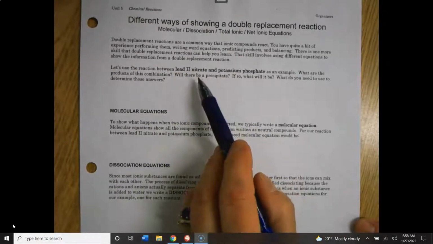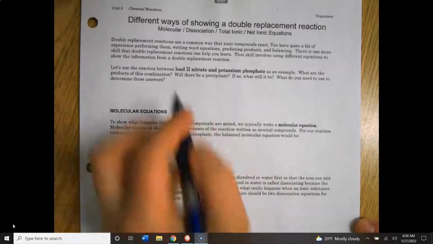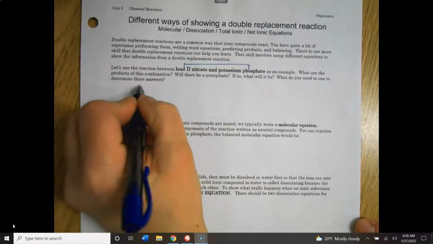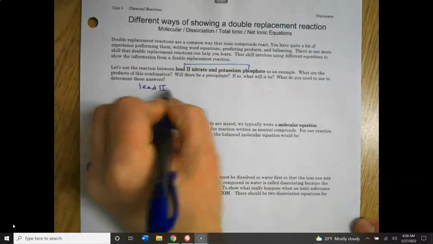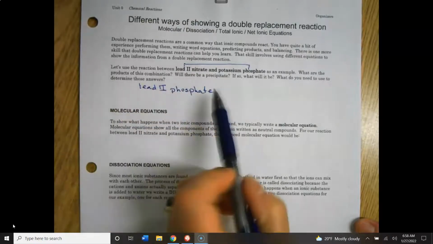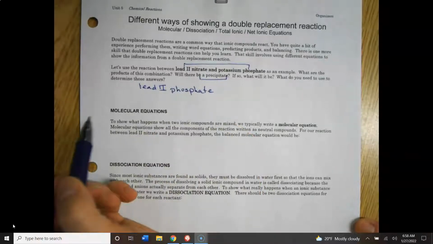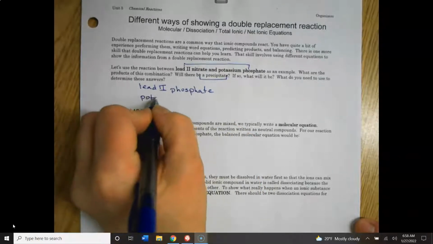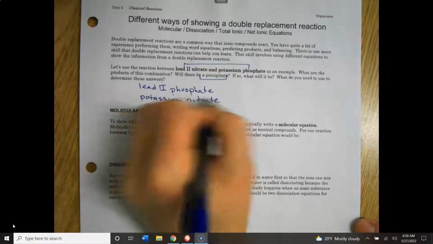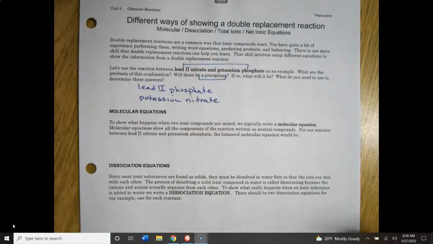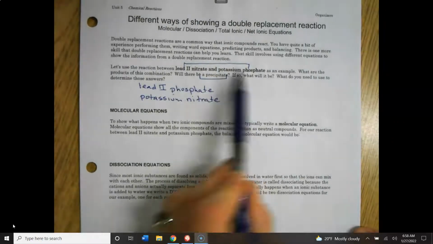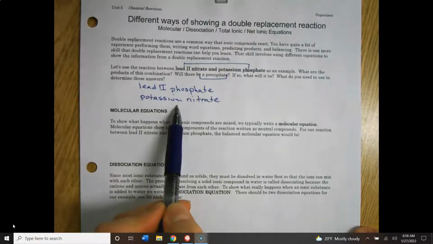If it's lead-2 nitrate and potassium phosphate, hopefully you know that the lead is going to go with the phosphate. So we're going to have lead-2 phosphate as one of the products. And then the potassium and the nitrate will go together. So that will be the other one, potassium nitrate. Okay, so we could very well write a word equation with this. Lead-2 nitrate plus potassium phosphate yields lead-2 phosphate plus potassium nitrate.